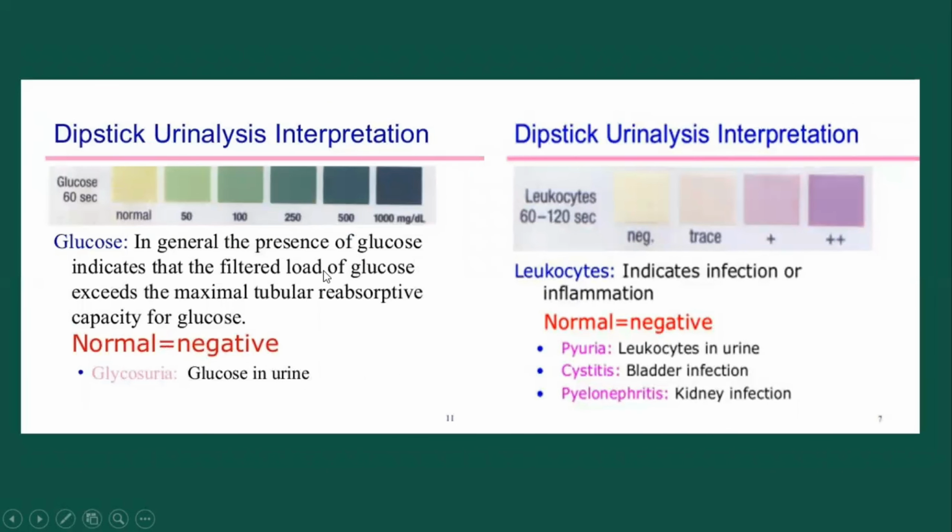Glucose. In general, presence of glucose indicates the filtered load of glucose exceeds the maximum tubular reabsorption capacity for glucose. Normal is negative, and glycosuria is glucose in the urine. Leukocytes indicate infection or inflammation. Normal is negative; pyuria is leukocytes in the urine. Cystitis is bladder infection, and pyelonephritis is kidney infection.